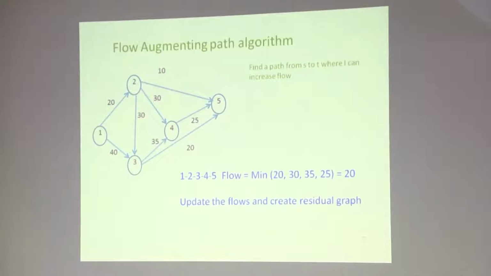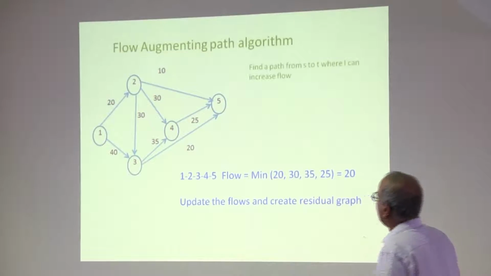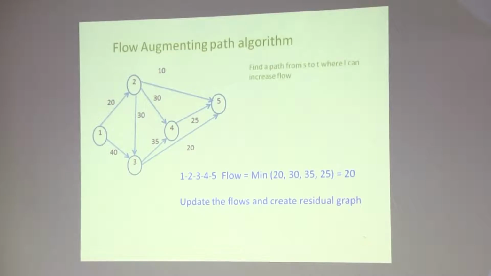So if I take the path 1, 2, 3, 4, 5: 1, 2 can allow 20, 2, 3 can allow 30, 3, 4 can allow 35, 4, 5 can allow 25. So how much can I send? The minimum of the capacities is what I can send. Therefore, I can send 20 to update the flow.